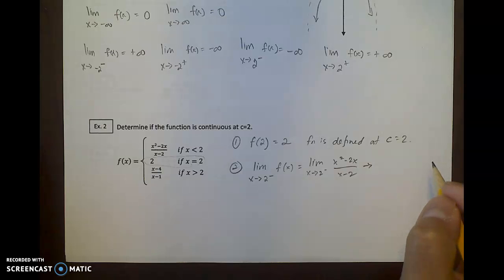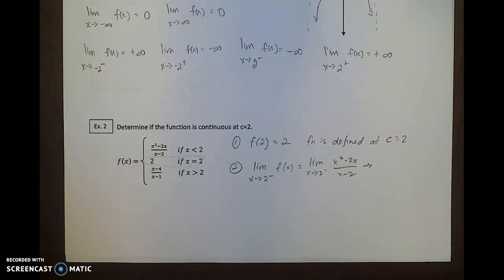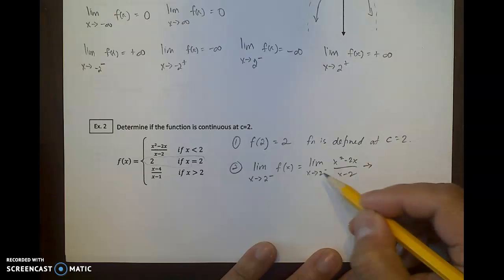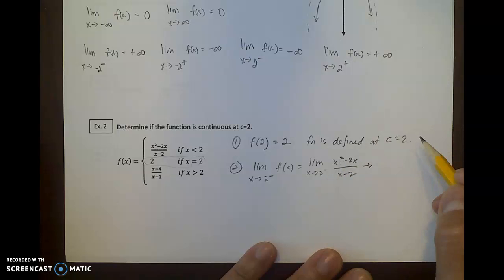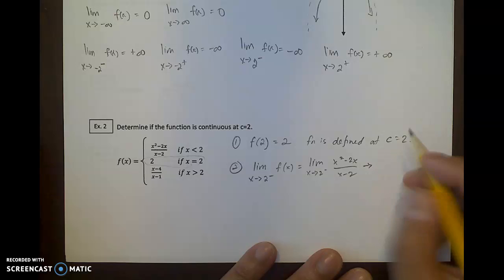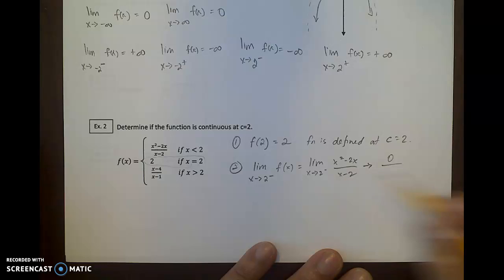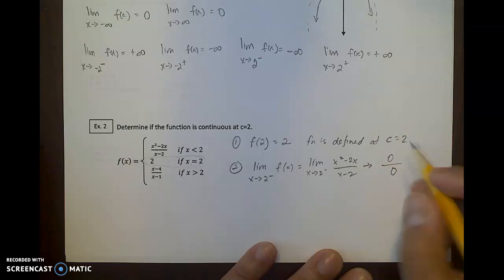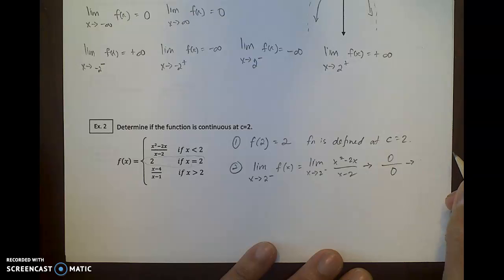So again, using our knowledge of these properties from last week, we're going to take the limit. We plug 2 in for x in the numerator, so we get 4 minus 4, which is 0. And we plug 2 in for x in the denominator, so we also get 0. So here the limit currently does not exist.